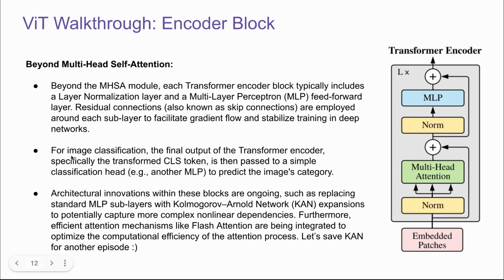For image classification, the final output of the transformer encoder, specifically the transformed CLS token, is then passed to a simple classification head, usually another MLP, to predict the image category. Architectural innovations within these blocks are ongoing, such as replacing the standard MLP with KAN to potentially capture more complex nonlinear dependencies. Furthermore, efficient attention mechanisms like flash attention, which we have already gone through in a flash attention deep dive, are being integrated to optimize the computational efficiency of the attention process.